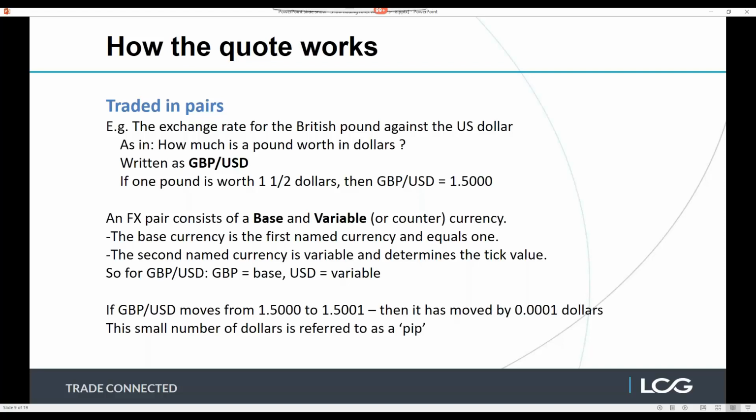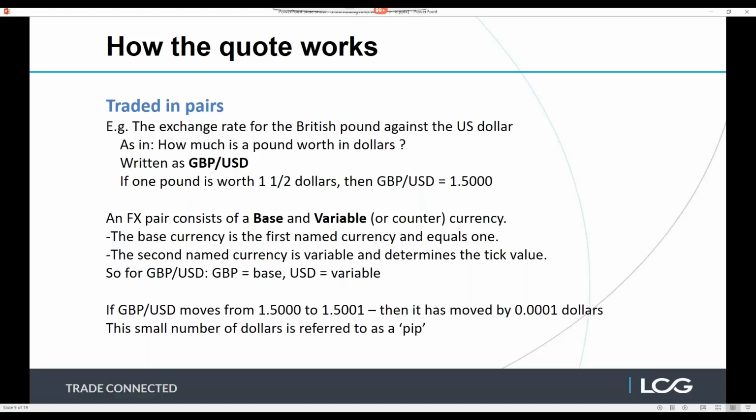In this case, it's written GBP USD, as we mentioned at the start of the presentation. So if £1 is in fact worth $1.50, GBP USD would be quoted as 1.5000, and there's typically 4 decimal places there. There can be 5 or 6, but that's almost an unnecessary level of detail.